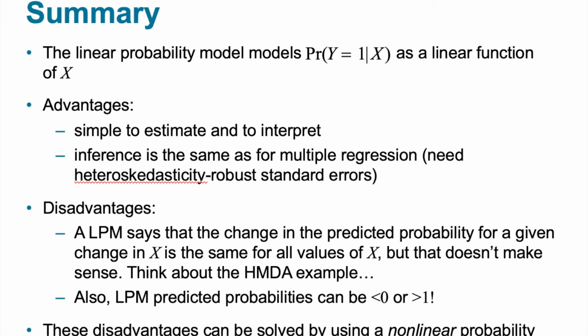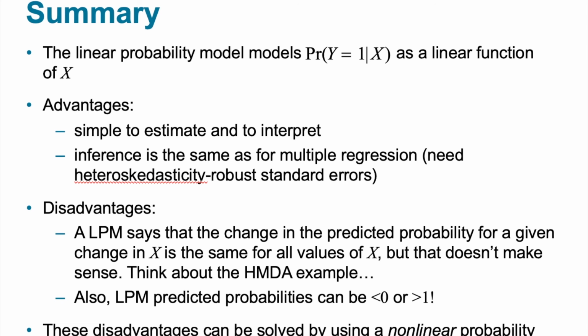In summary, our linear probability model will model the probability that the outcome variable equals 1, given your independent variables, as a linear function of your independent variables. The advantage is that this model is simple to estimate and interpret. The inference is the same as for multiple regression. We will need to use heteroscedasticity robust standard errors. And because it's linear, the changes in probability over the domain of x are constant.